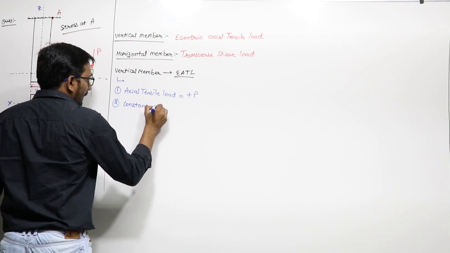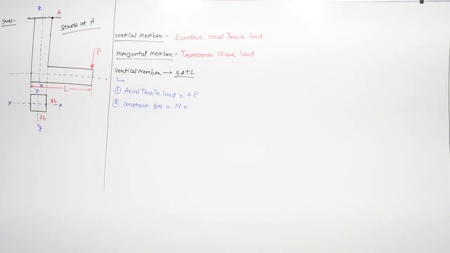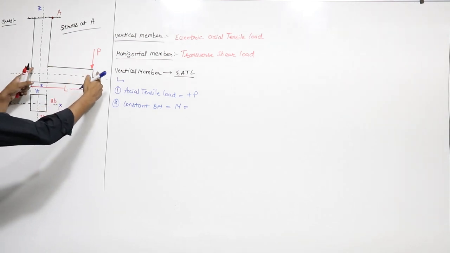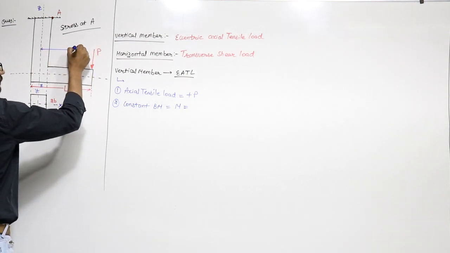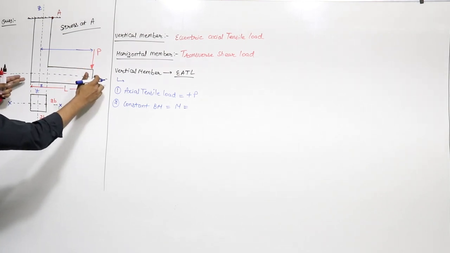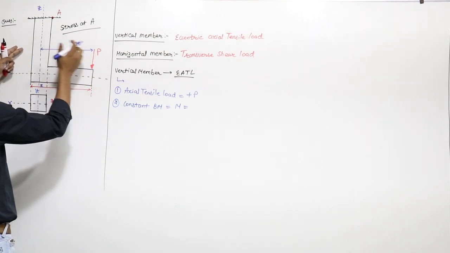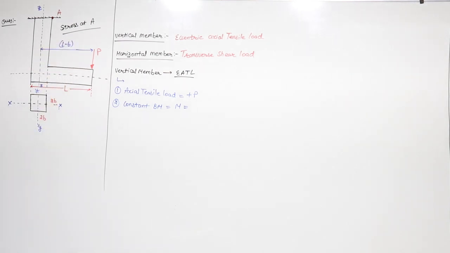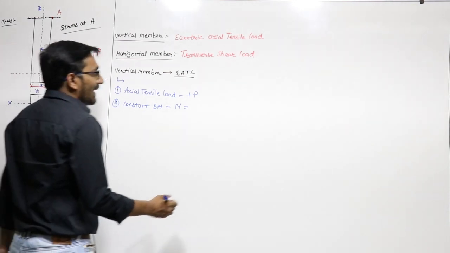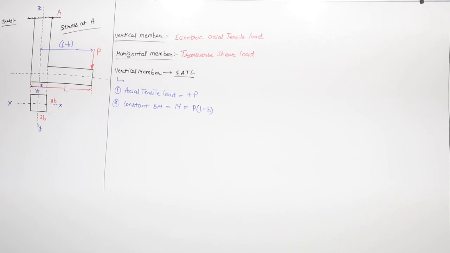one constant bending moment. The magnitude of this constant bending moment will be P into eccentricity, right? And for the derivation, the eccentricity will be this length. This length is L. This is 2b, half of it is b. So this length is L minus b. So the bending moment will be P into L minus b.